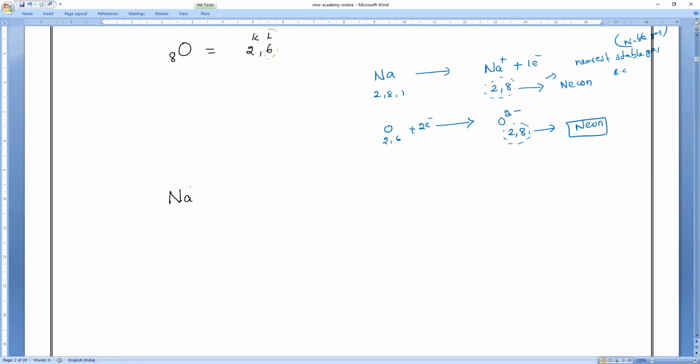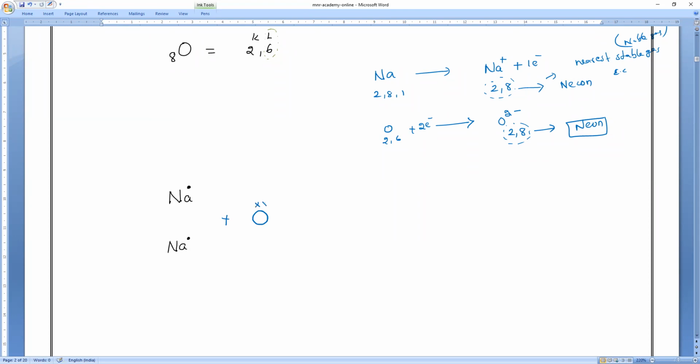We need how many donors? 2 donors. So 1 sodium atom, another sodium atom. Why 2 donors? Everybody, because oxygen atom needs how many? Two electrons.